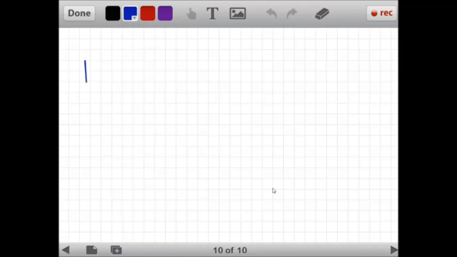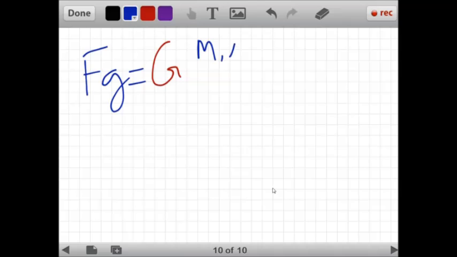Here's our new equation. Fg is equal to G m1 m2 over r squared. So let's look at this and figure out what we're really putting into this equation. G is 6.67 times 10 to the negative 11, that number that doesn't change. Think about what these two masses are going to be. Obviously, one is going to be me. So let's say I'm mass 1. Mass 1 is me, my mass, 81.6 kilograms.